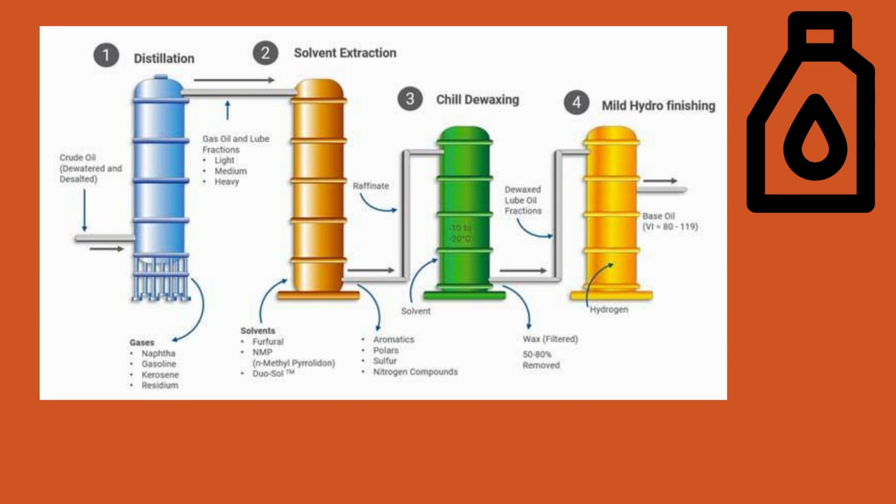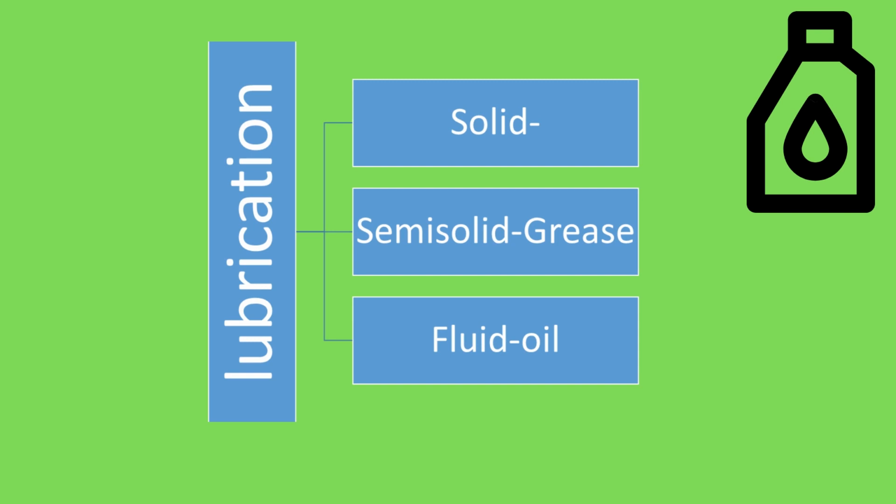Mineral oil, how it is obtained: distillation, solvent extraction, chill dewaxing, and mild hydro finishing. And finally, the outcome is base oil. Then lubrication classification is there. There are three main types: solid, semi-solid, and fluid. Semi-solid comes under these.